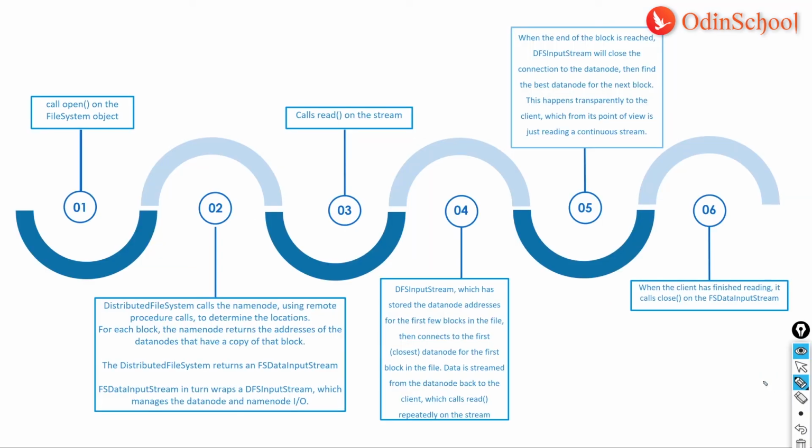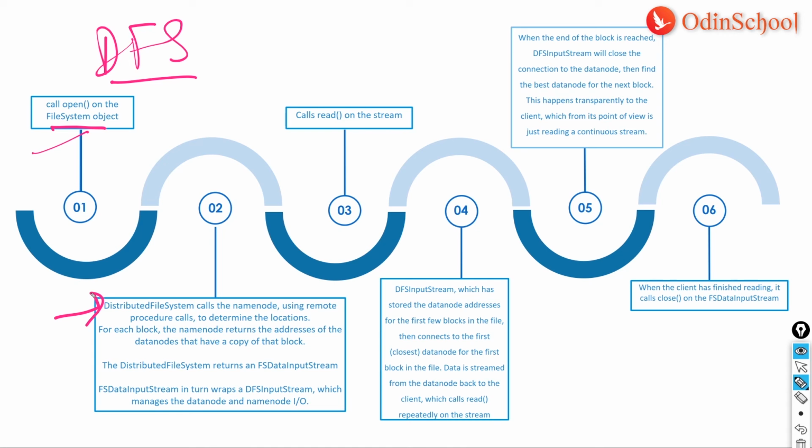So the very first thing is the client opening the file it wishes to read by calling the open method, which is a Java method, because everything over here is implemented in Java. So the open method on the file system object, which for HDFS is an instance of the distributed file system, DFS. So the distributed file system calls the name node first. In the second step, it will call the name node using remote procedure calls, RPCs, to determine the location of the first few blocks in the file.